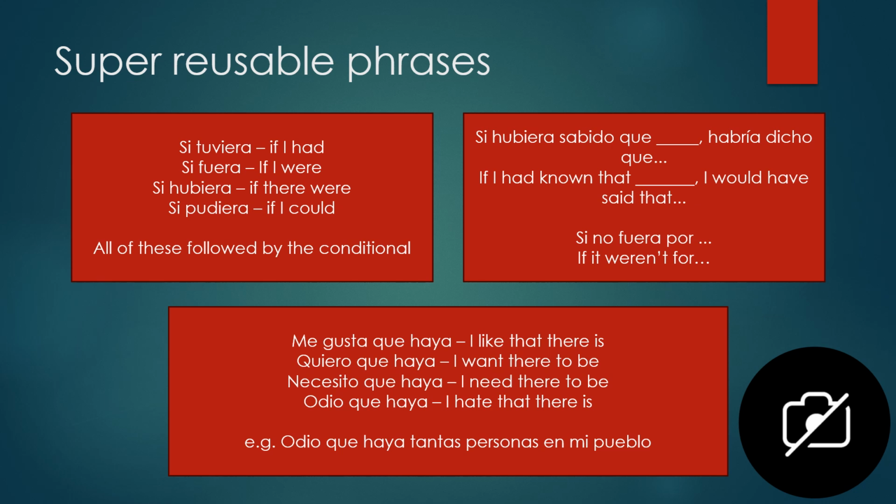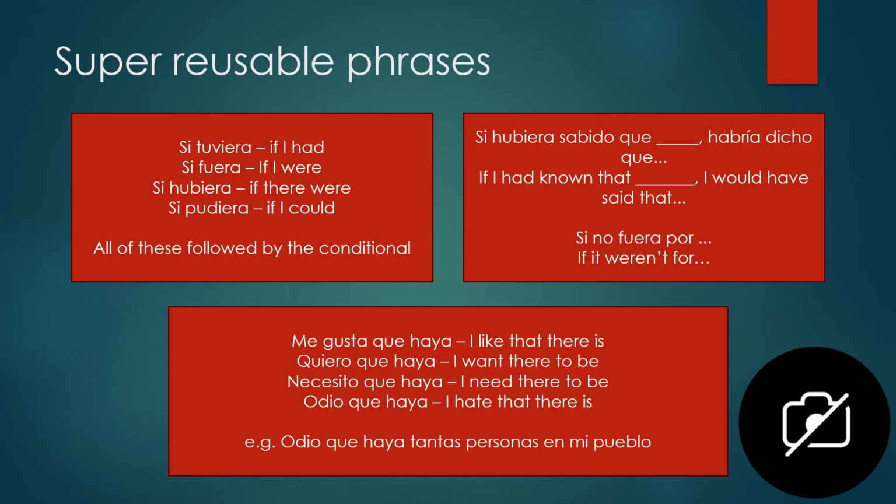So starting off with si tuviera, si fuera, si hubiera, si pudiera. Any of these followed by the conditional will be good. So if I had a big house, I would be happy. Si tuviera una casa grande, estaría o sería contento. If I were, si fuera rico, me gustaría comprar. If I were rich, I would like to buy.